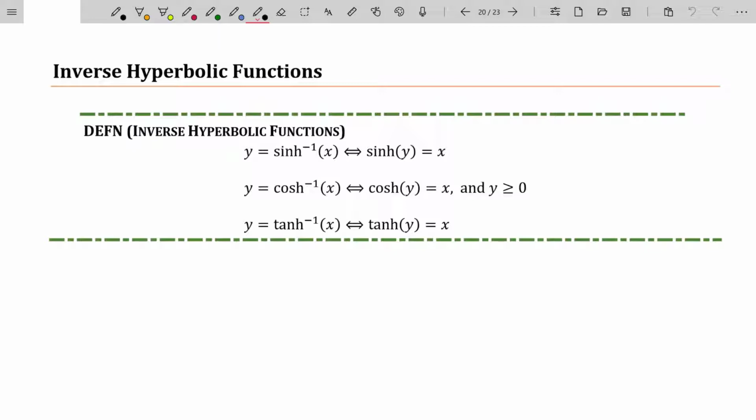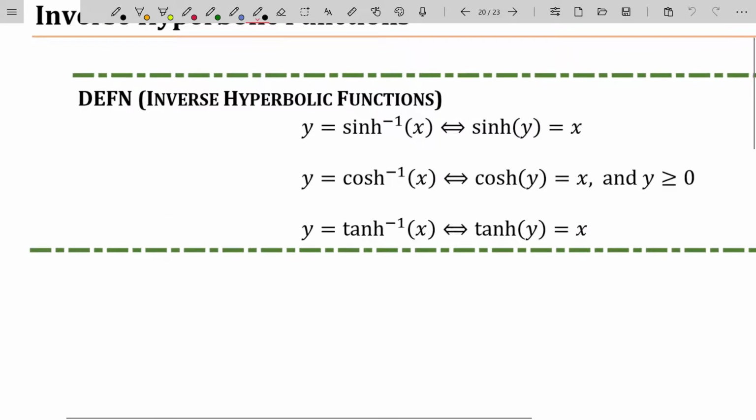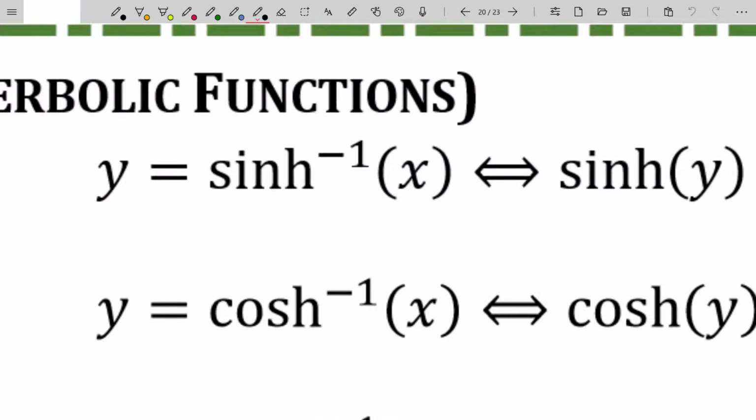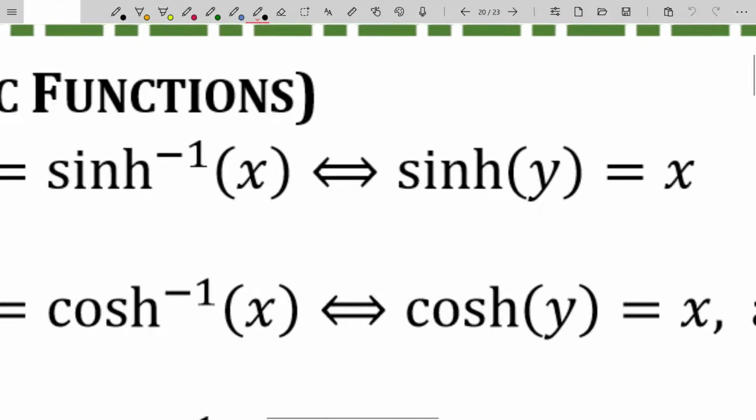I'm not saying you won't. If you become a math major, you might use them. If it's part of your research or something like that, you might use them there as well. But they're defined in terms of the regular old hyperbolic functions, just like normal inverse functions are. y is equal to the sinh inverse of x if and only if sinh of y is equal to x.